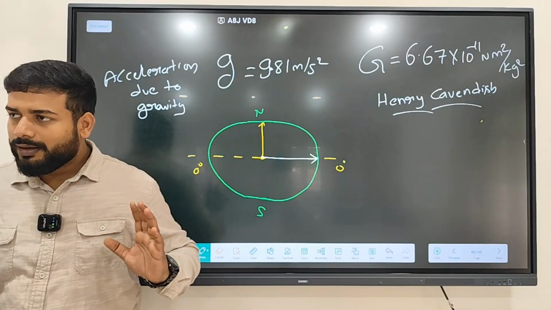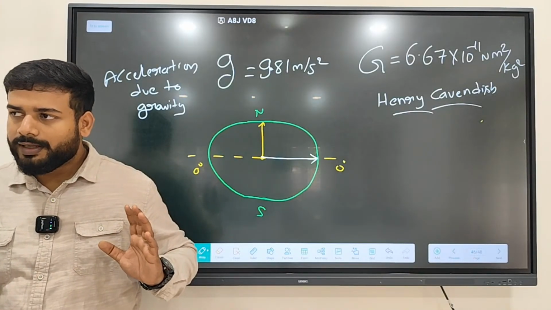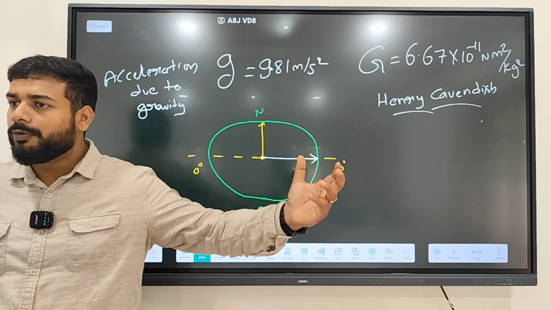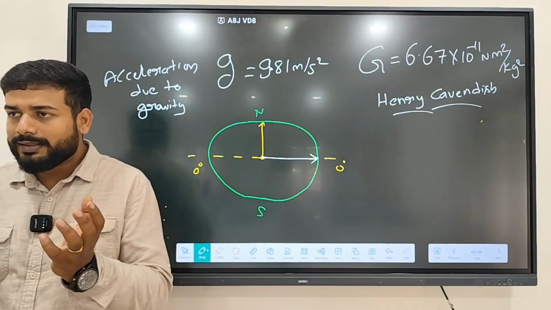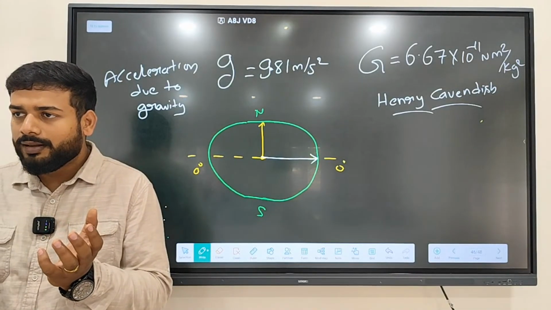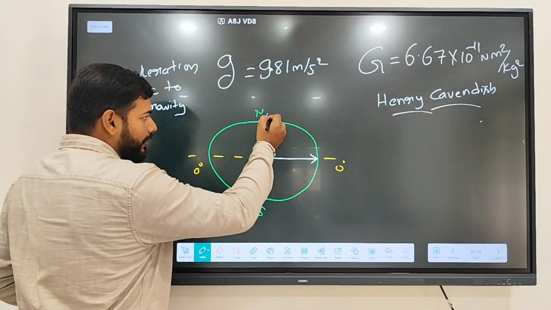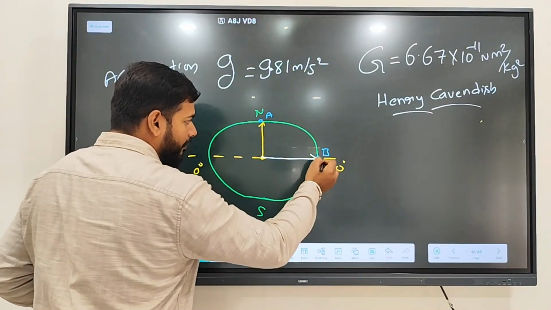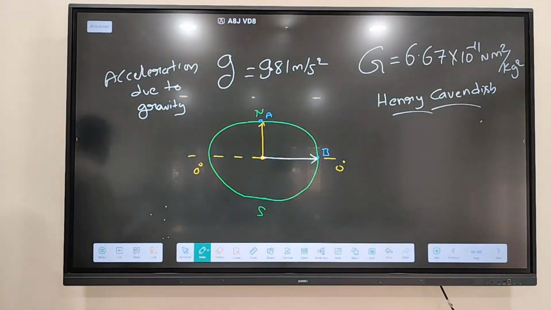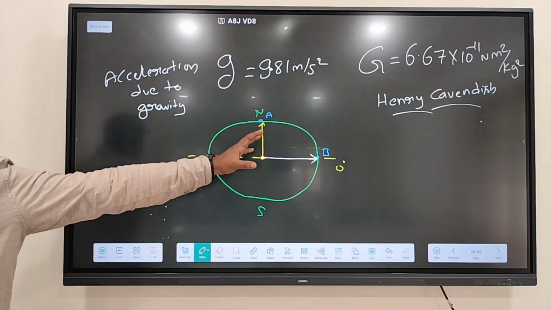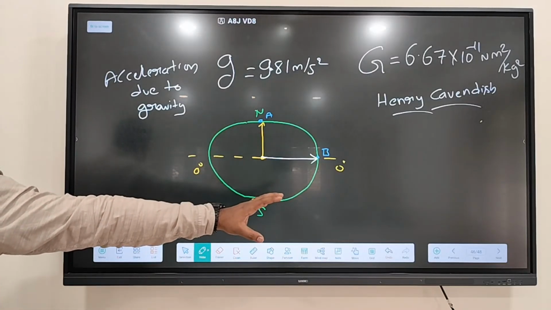Gravitational pull is dependent on the mass. It is also dependent on the distance, right? If the distance is more, the gravitational pull will be less. If the distance is low, gravitational pull will be more. Now tell me, A, B, where will the gravitational pull be more? Because the distance is less, right? Because the distance is less, gravitational pull will be more.